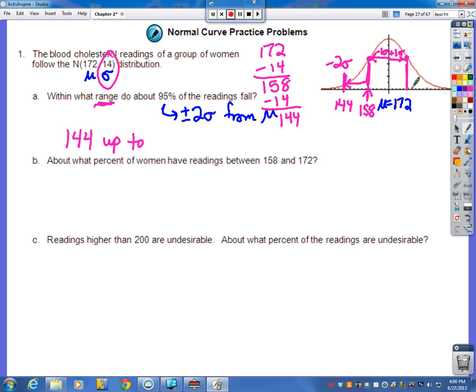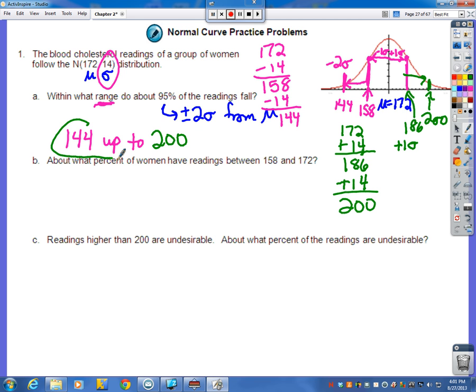Okay? So this specific number right here, that would be 172, and now I'm going to add a standard deviation. So now I'm at 186. Again, that's the equivalent of 1 standard deviation. But I need to go another one. So I'm going to add another 14. Oh, where am I at here? Add another 14 to my 186, and now I'm at 200. So from 144 up to 200, that covers about 95% of all of my group of women here that follow this specific normal distribution that have a mean of 172 and a standard deviation of 14.